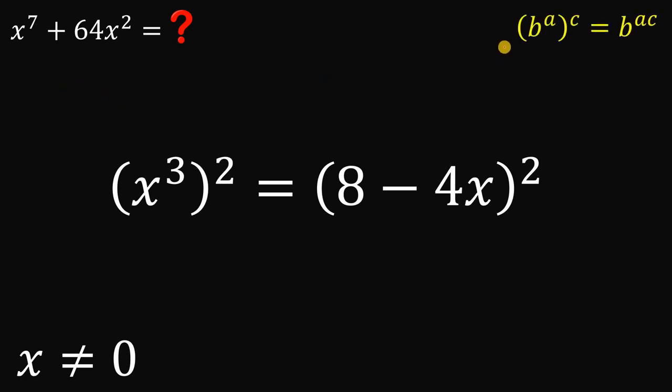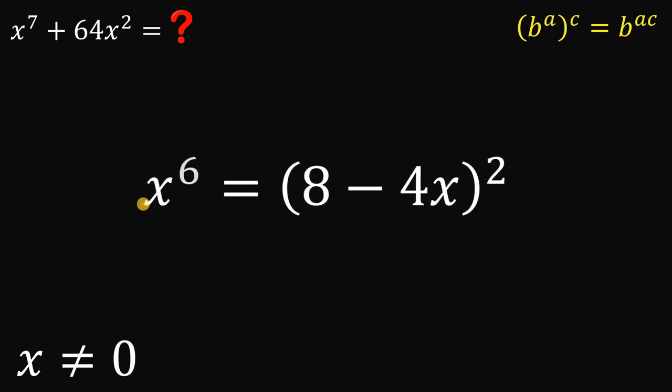And now, let's use some laws of exponent to simplify this. We know that b raised to a, raised to the power of c, is equivalent to b raised to the power of a times c. We just multiply the exponents. So x cubed raised to 2 is just x raised to 6. Now, x raised to 6 is so close to x raised to 7.